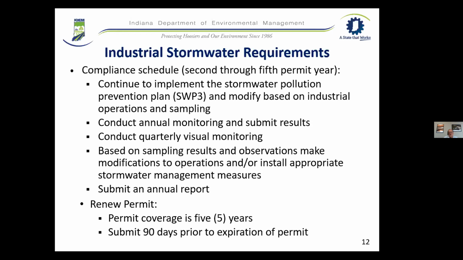And then based on sampling results and observations, make modifications to your operations, install additional stormwater management measures. This is critical: that you use the stormwater pollution prevention plan to manage operations, and you use your quarterly and visual monitoring to work towards continuous improvement of the activities at your facility. And then, of course, every year you submit an annual report.